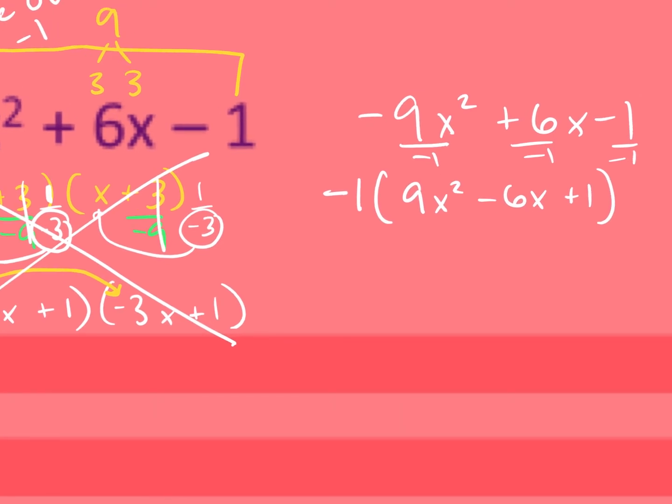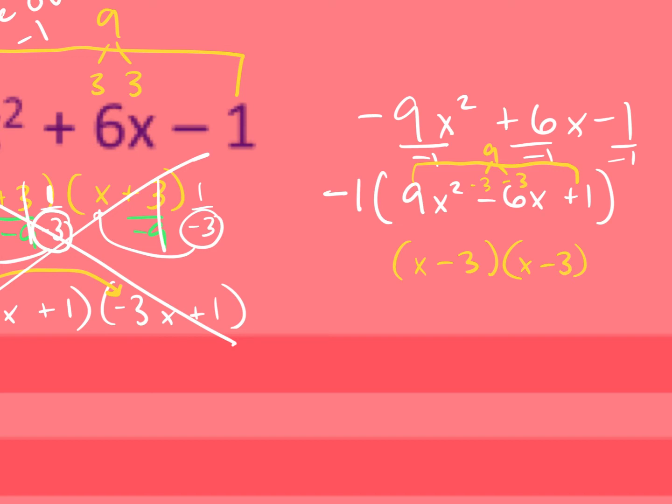Now what can I do to factor? I can multiply the first times the last. So that would give me 9. What are two factors of 9 that add to negative 6? Negative 3 and negative 3. So in my parentheses, I have x minus 3 and x minus 3. What do I have to do next? Divide by 9.